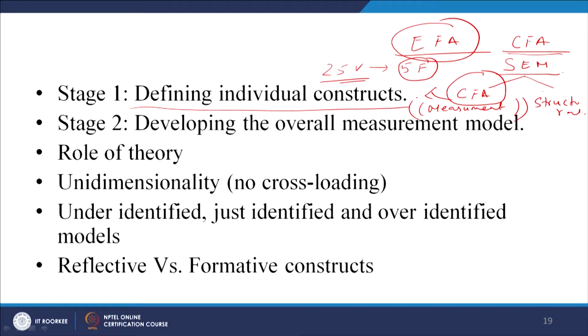So, we said while doing a confirmatory factor analysis you have to define the individual constructs. As you have understood, a construct consists of a number of variables. Minimum we said there could be 2 to 3 variables or even more than that. If you have less than 3 variables per construct, it could be an under identified model, which is not good.